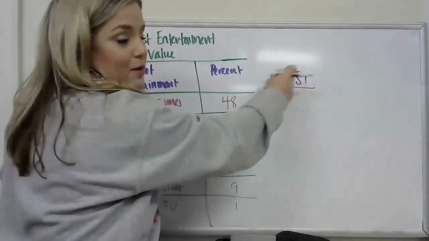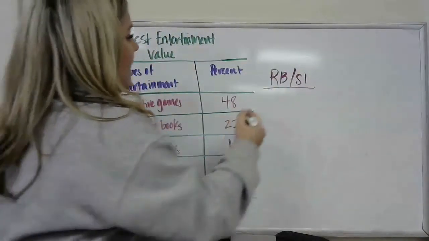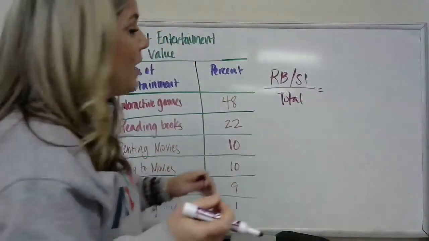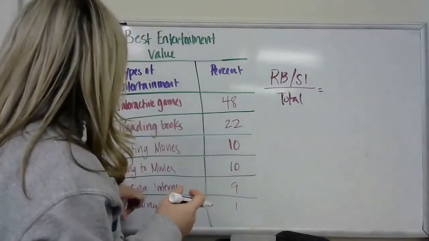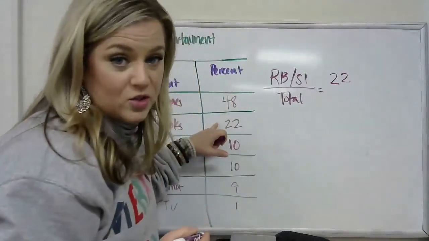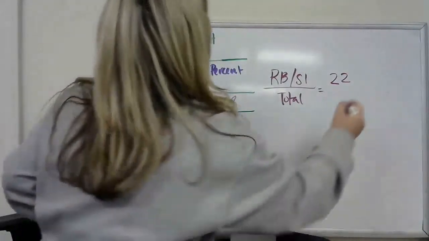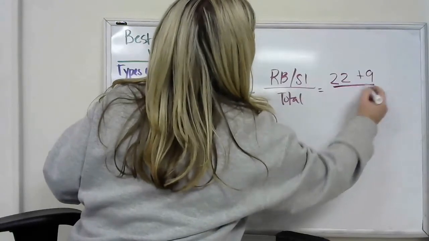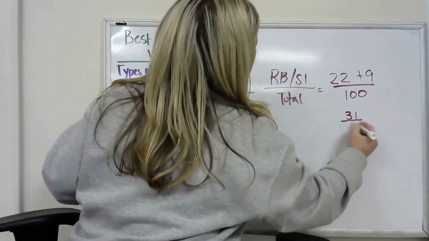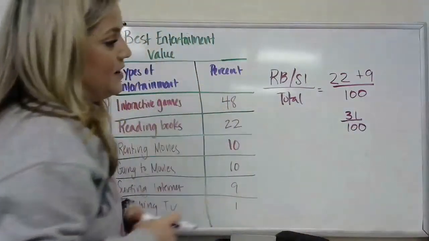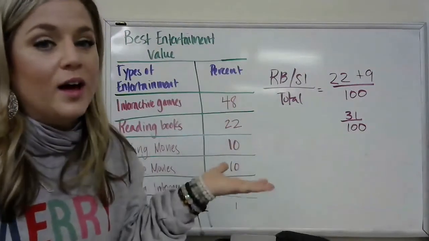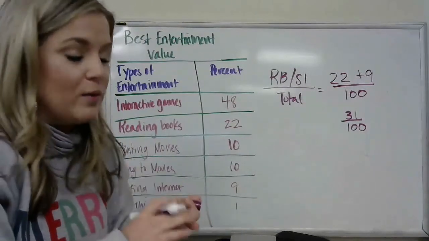I have RB for reading books, SI for surfing internet, and we're going to put that over total. As you know, we have to have labels. So reading books, we had 22%. They want us to put this answer in fraction. And surfing the internet was 9. So 22 plus 9 over 100, and when you add that up, it is 31 out of 100, either reading books or surfing the internet.